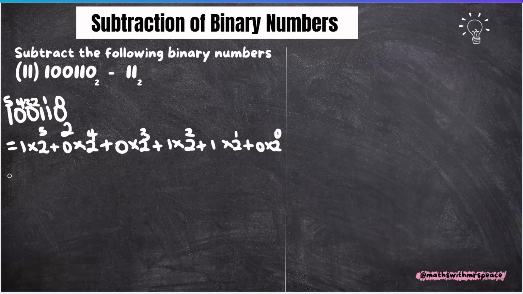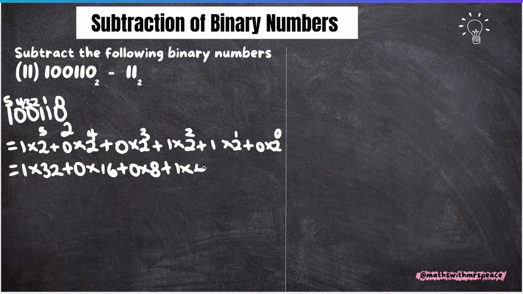So next we are going to deal with the power here. This is going to be equal to 1 times 2 raised to the power of 5 is 32 plus 0 times 2 raised to the power of 4 will be 16 plus 0 times 2 raised to the power of 3 will be 8 plus 1 times 2 raised to the power of 2 will give us 4 plus 1 times 2 raised to the power of 1 will be 2 plus 0 times 2 raised to the power of 0 will give us 1.